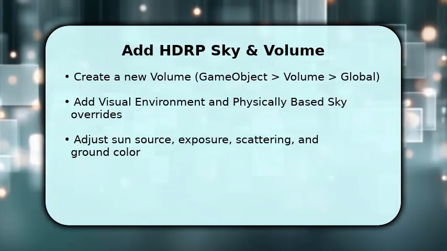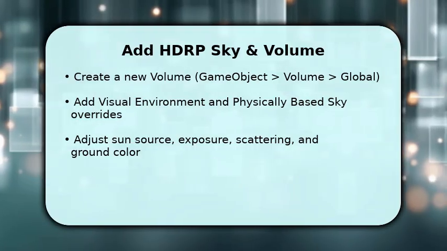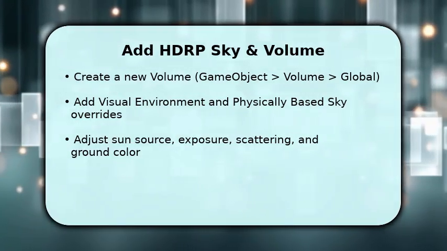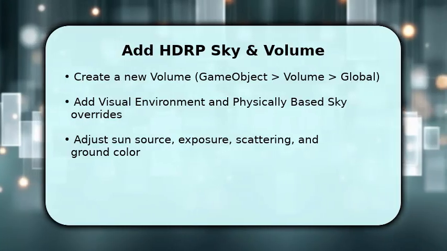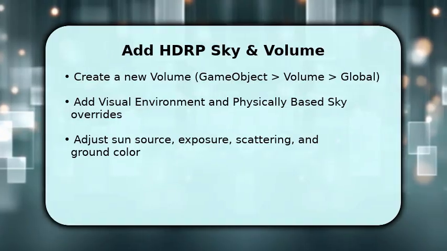Once added, tweak parameters like sun size, atmosphere thickness, scattering, and ground albedo to shape color and contrast. Make sure to adjust exposure and time of day so the sky reads correctly with your lighting. These settings determine how realistic the sky blends with scene illumination.